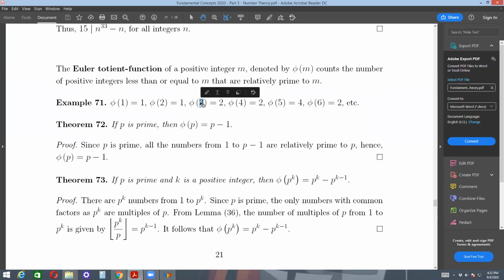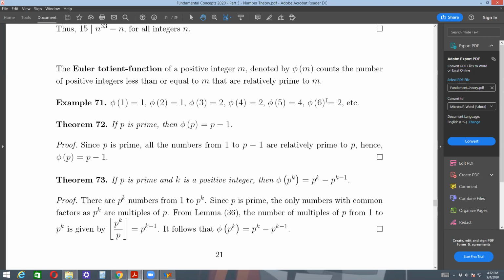For m equal to 3, both 1 and 2 are relatively prime to 3, so the answer is 2. For 4, that would be 1 and 3, so 2 of those. Now 5 is prime, so 5 is relatively prime with 1, 2, 3, and 4. That's 4 numbers. For 6, it would be 1 and 5. And you could keep going like that. There isn't a closed formula for how you do it. You just have to do it based on the ones that come before.